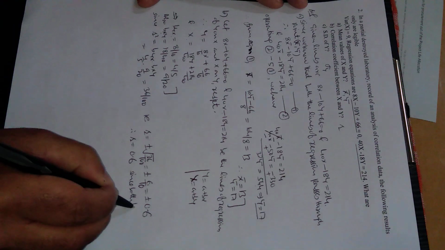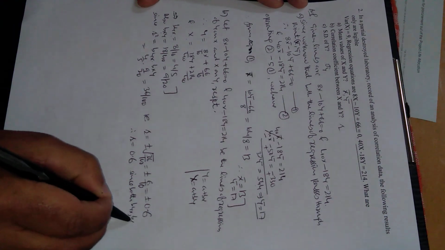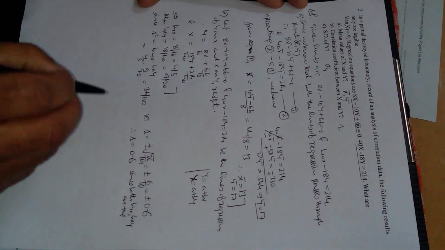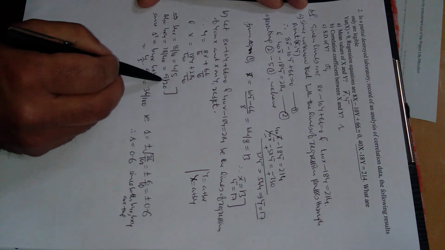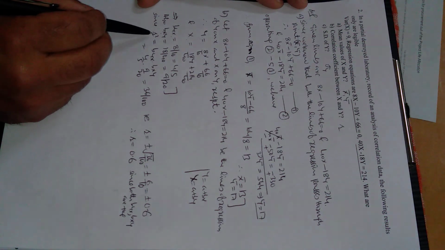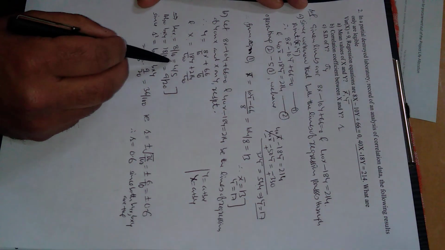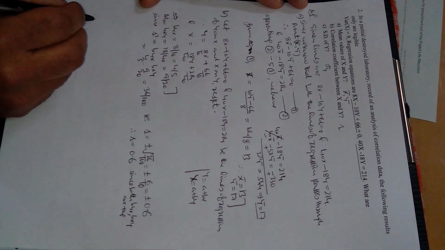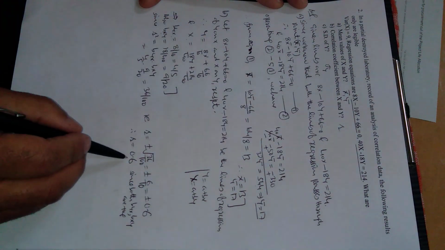Since both byx and bxy are positive, if regression coefficients are positive, r will also be positive, because the correlation coefficient depends directly on these regression coefficients bxy and byx. Right. So this is what we find, correlation coefficient r is 0.6.